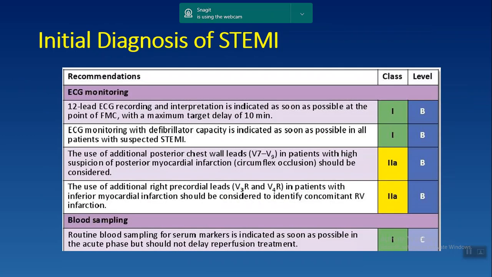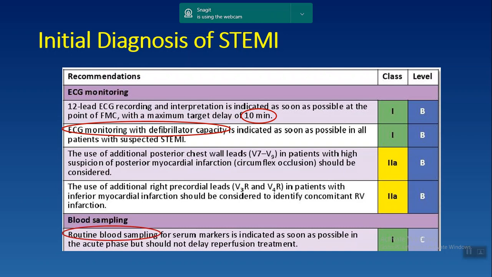The initial management of STEMI: it's recommended that any patient who presents with symptoms suggestive of acute myocardial infarction should have an ECG within 10 minutes. And because patients with myocardial infarction are susceptible to ventricular arrhythmias, once a diagnosis of STEMI has been made, the patient should be connected to a monitor with defibrillator capacity in order to provide a DC shock whenever the patient experiences any electrical instability.